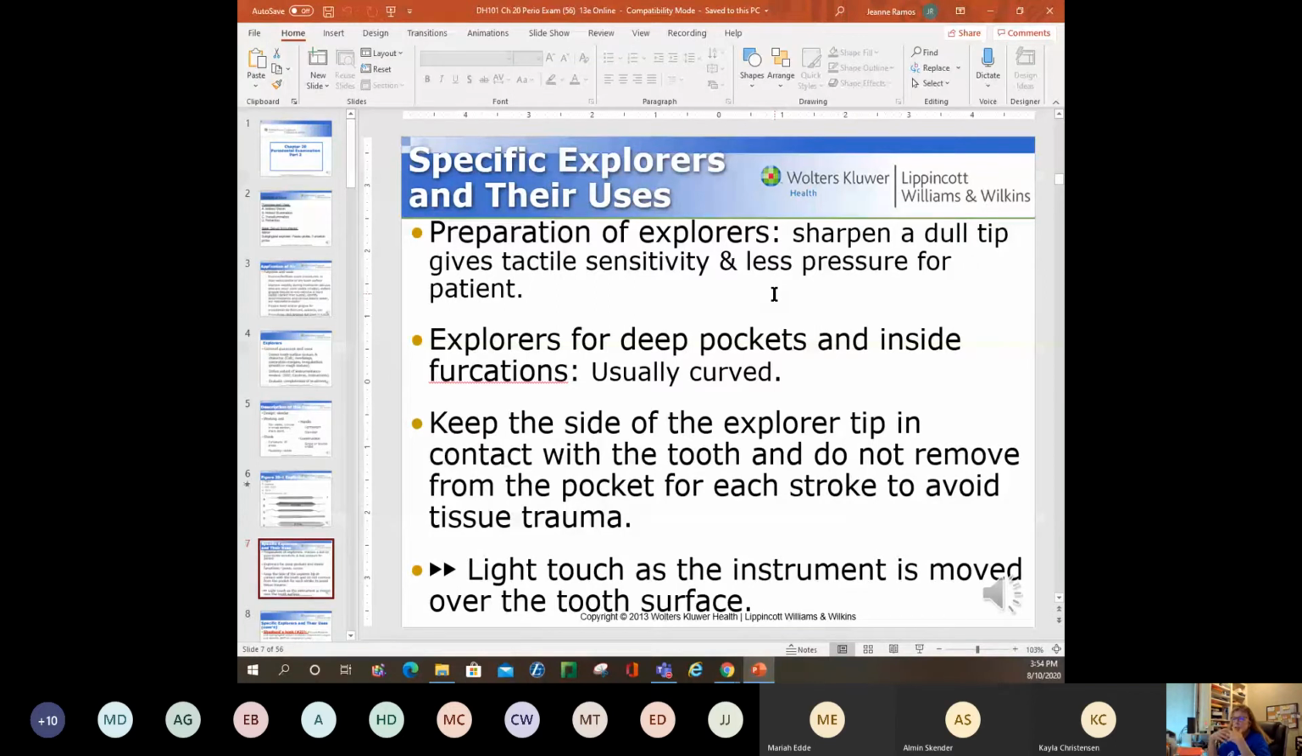Explorers for deep pockets and inside furcations are usually curved. Always keep the side of the explorer tip in contact with the tooth and do not remove it from the pocket for each stroke, to avoid tissue trauma. Use a light touch as this instrument is moved over the surface of the tooth.